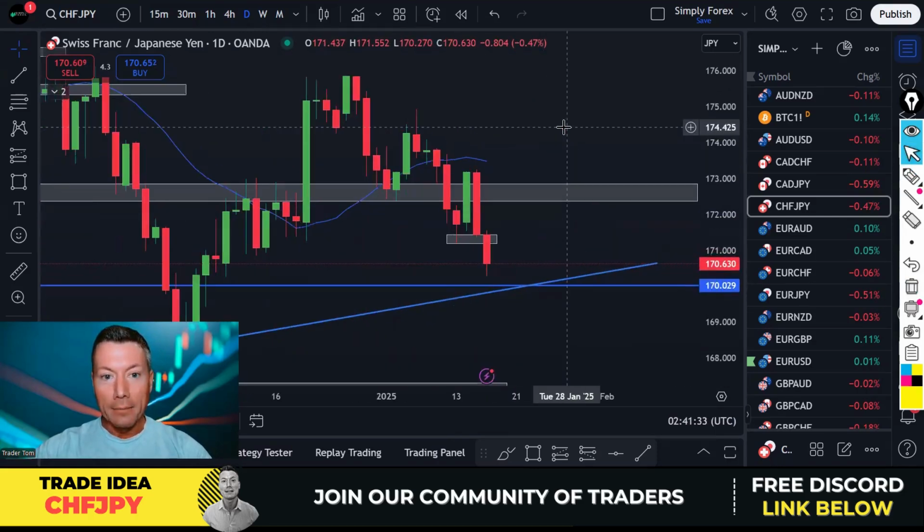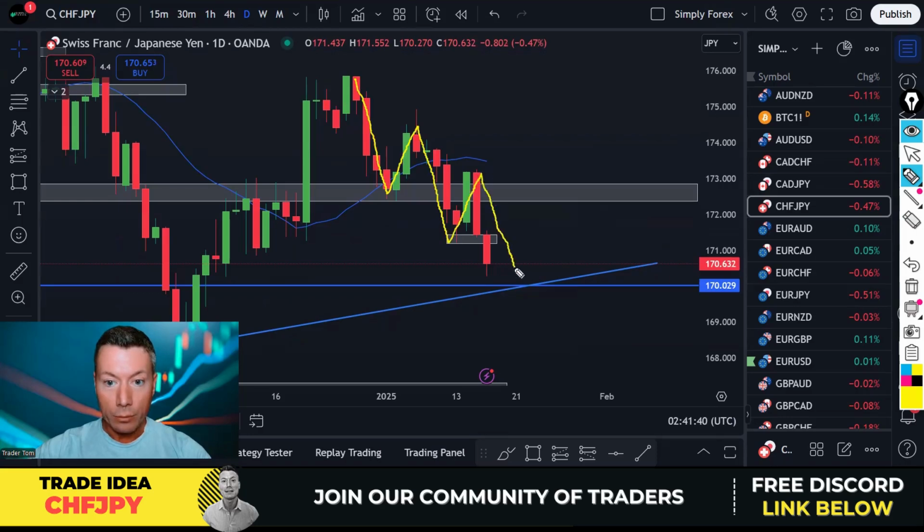Anyway, Swiss franc yen, right? We're still in this downtrend, clear for all to see. We're in a downtrend, lower highs, lower lows. And like I say, I'm just trying to take it down to this blue line and this next psychological level of 170. Because of that trend line, and it's a nice psychological level as well. And look at this candle, super bearish.